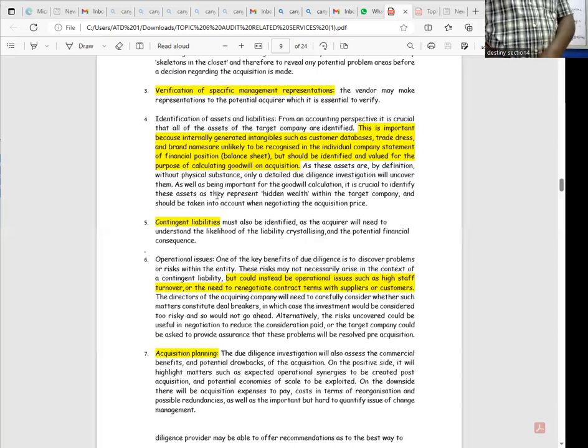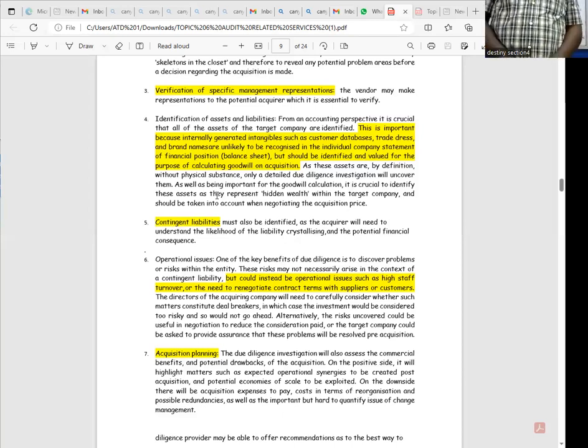This is important because internally generated intangibles, such as customer databases, trade dress, and brand names, are unlikely to be recognized in the individual company statement of financial position, a balance sheet, but should be identified and valued for the purposes of calculating goodwill on acquisition. As these assets are by definition without physical substance, only a detailed due diligence investigation will uncover them.